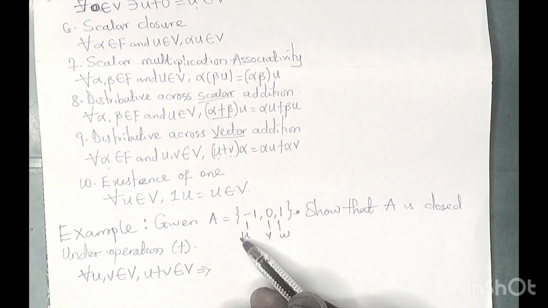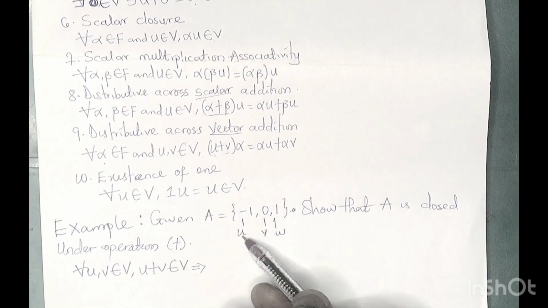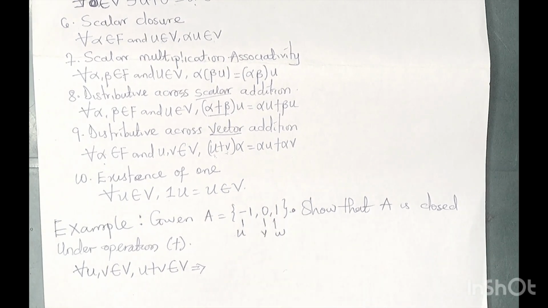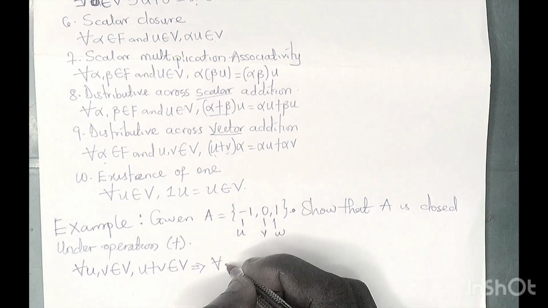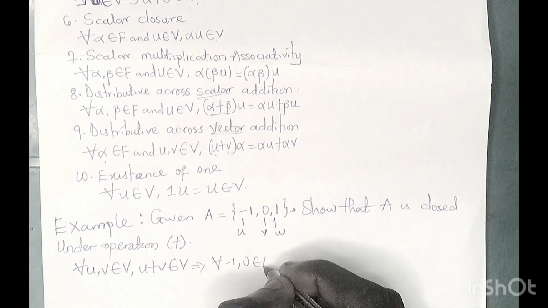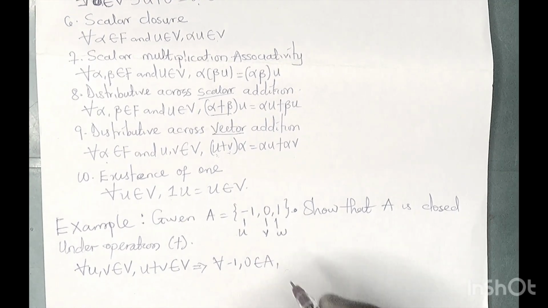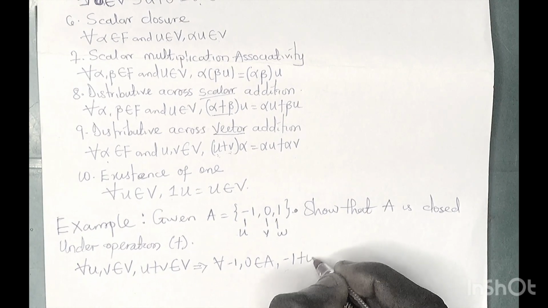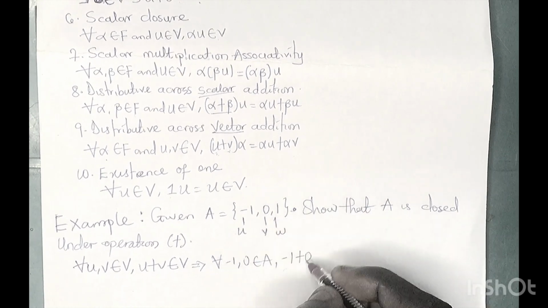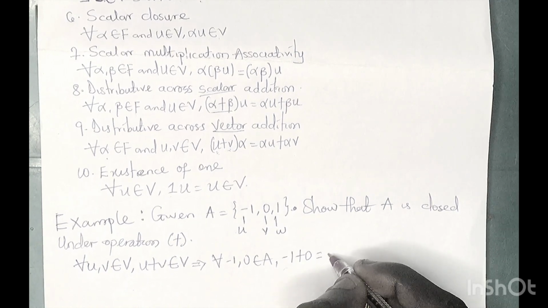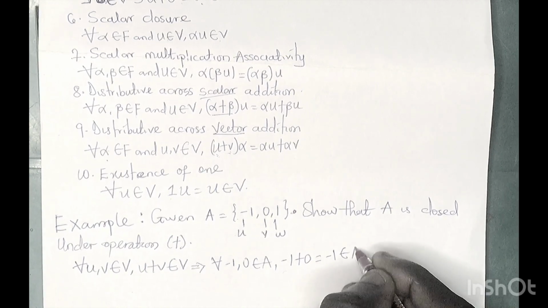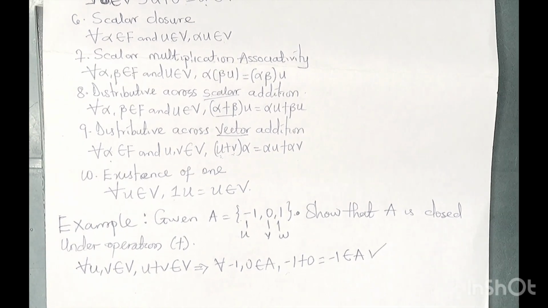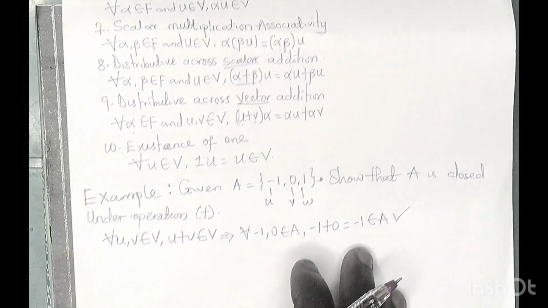Now let us check. This is U, this is V. That means if I add these two together, the answer I should get should also be in my A, because this V here is the same thing as our A here. I get what I'm saying. So I can say that for every -1, 0 in A, -1 plus 0 should also be in what? In my A. So let's check. -1 plus 0 will give us what? -1. Is -1 in my A? -1 is in A. Therefore, it is satisfied. Are you seeing that now? That is satisfied.